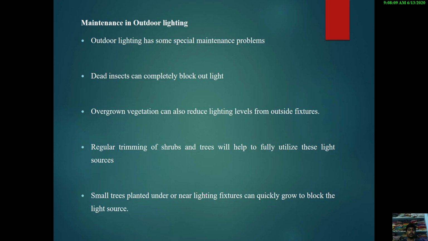Maintenance in outdoor lighting: we have some special maintenance problems when we consider outdoor lighting. Dead insects can completely block out light, and overgrown vegetation can also reduce lighting levels from outside fixtures. Regular trimming of shrubs and trees helps to fully utilize these light sources, that is, we have to look into the surroundings that affect the outdoor lighting system.